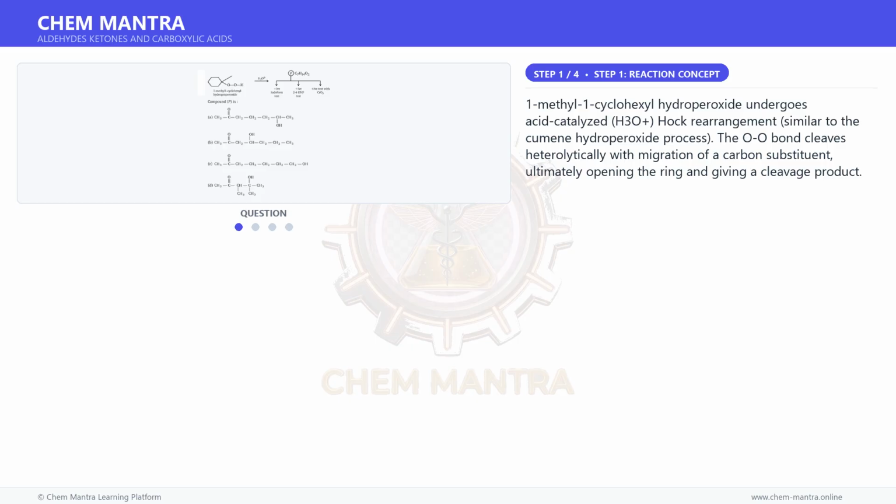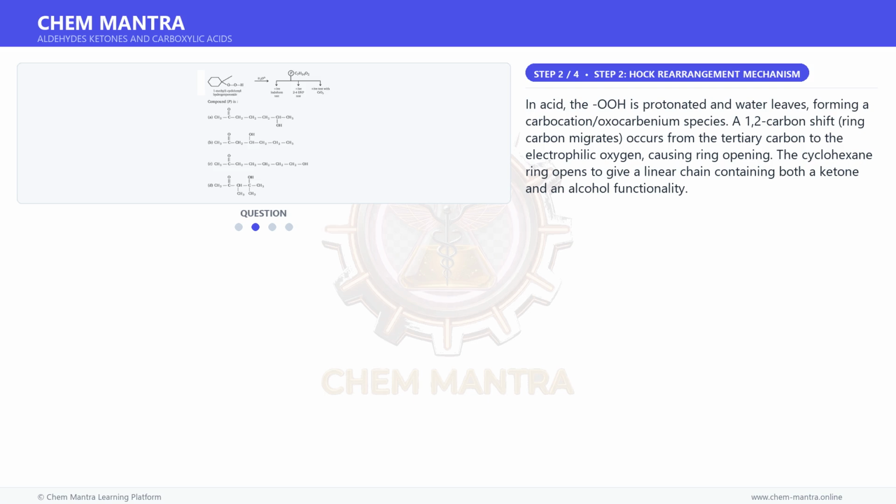1-methyl-1-cyclohexyl hydroperoxide undergoes acid-catalyzed (H3O+) Hock rearrangement, similar to the cumene hydroperoxide process. The O-O bond cleaves heterolytically with migration of a carbon substituent, ultimately opening the ring and giving a cleavage product. Moving on to the next step.